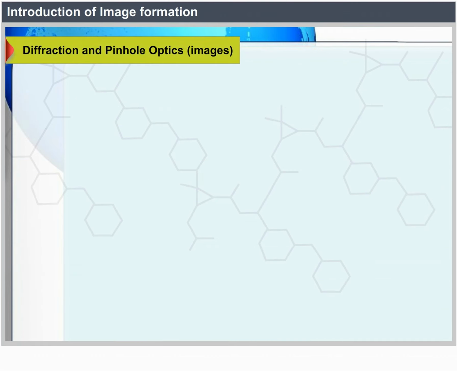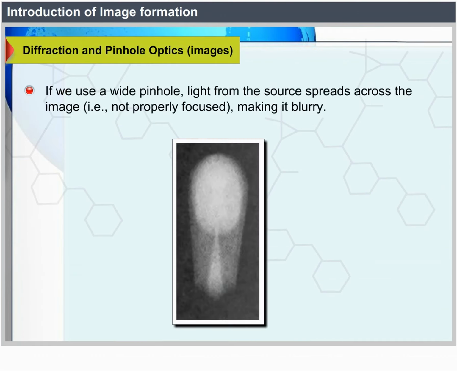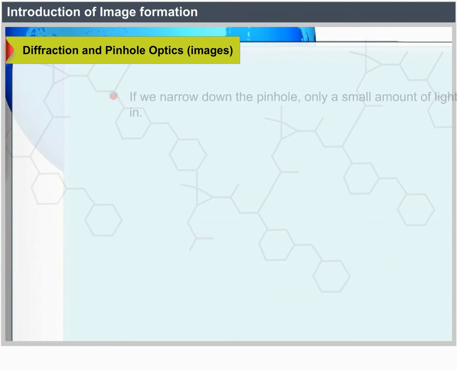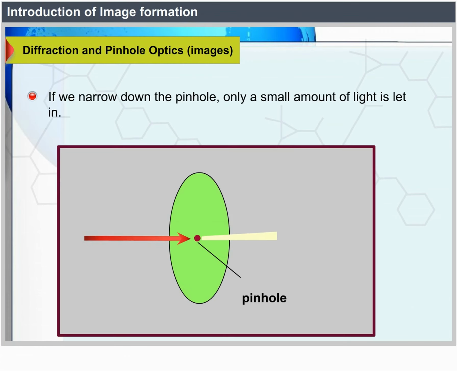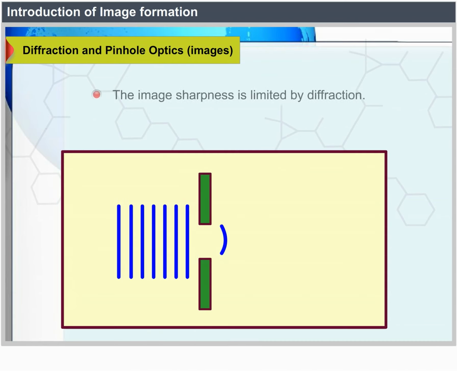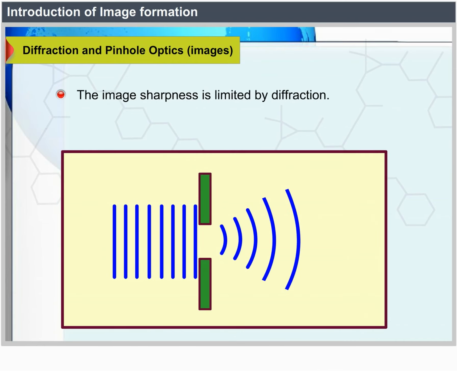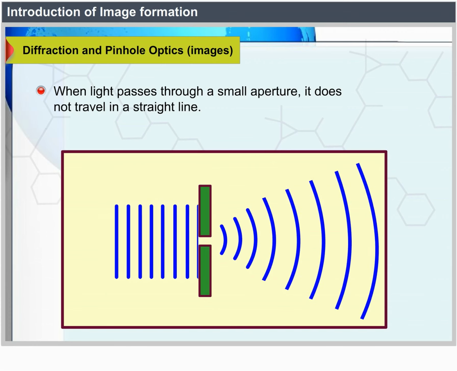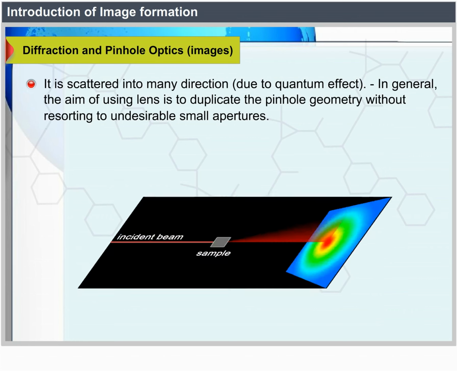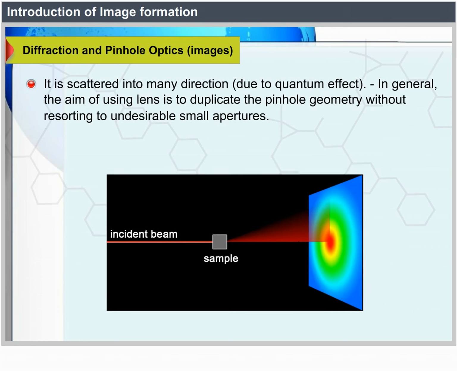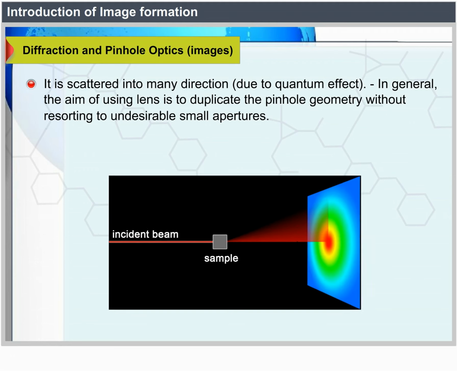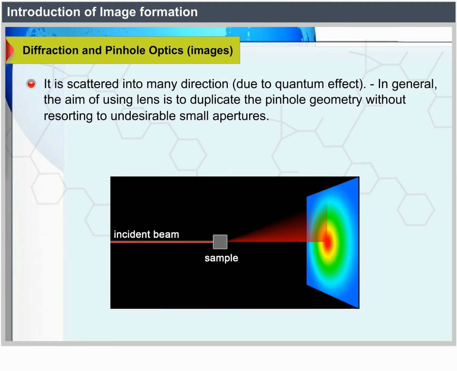Diffraction and pinhole optics. If we use a wide pinhole, light from the source spreads across the image, that is, it is not properly focused, making it blurry. If we narrow the pinhole, only a small amount of light is let in. The image sharpness is limited by diffraction. When light passes through a small aperture, it does not travel in a straight line. It is scattered in many directions. This is a quantum effect. In general, the aim of using a lens is to duplicate the pinhole geometry without resorting to undesirable small apertures.